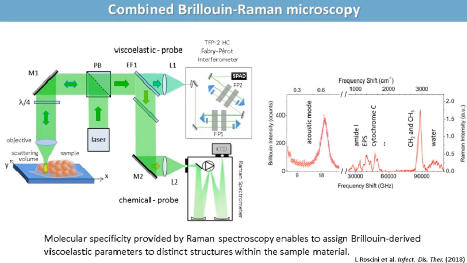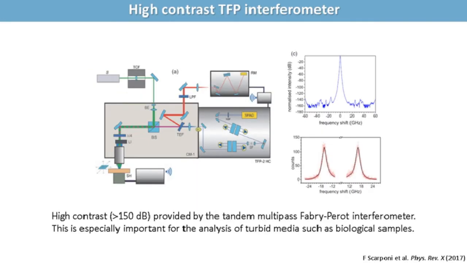We first introduced the combination between Brillouin and Raman microscopy from the same scattering volume in order to associate molecular specificity to the resonance that we measure in Brillouin, that is non-specific in terms of chemistry. So this is very interesting because you can understand the origin of these acoustic resonances in terms of the molecules that make up the system.